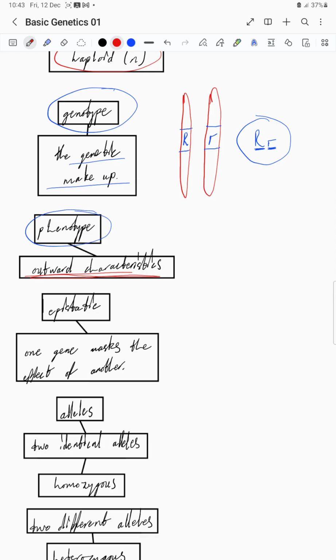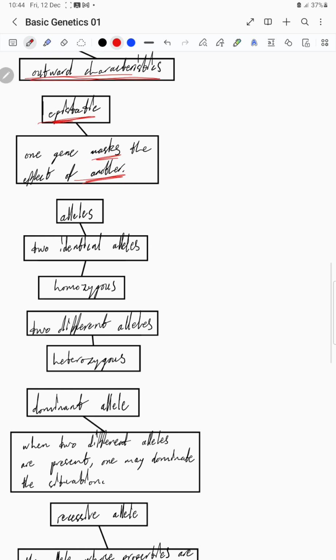This is the outward characteristic of the genotype. So let's say we have an allele here, R and R, and then we see that the result is a red flower. So the red color will be the phenotype. Epistatic: this is one gene masking the effect of another. So let's look into that.